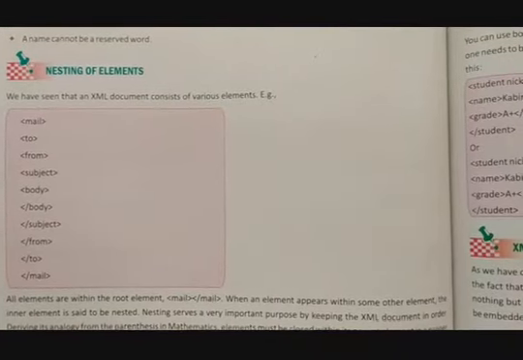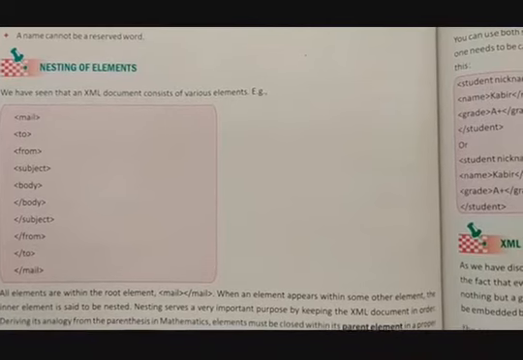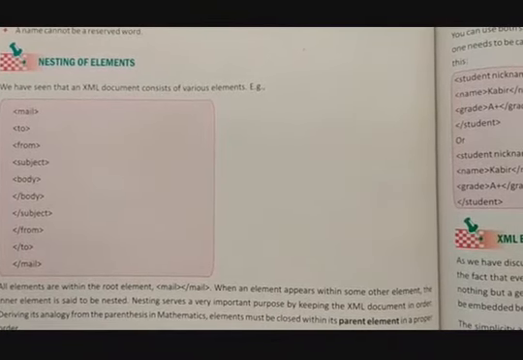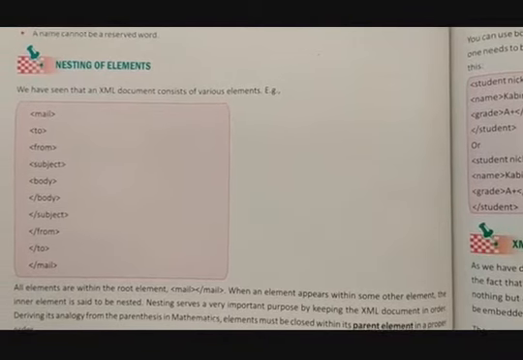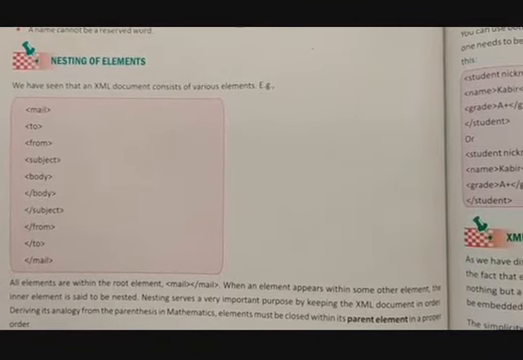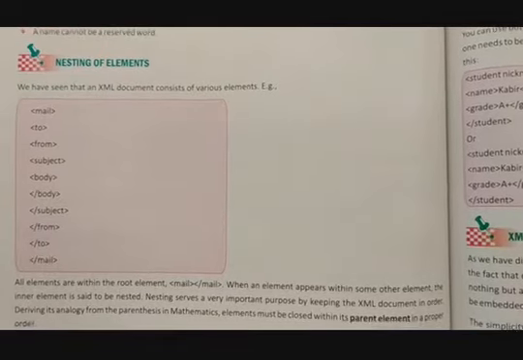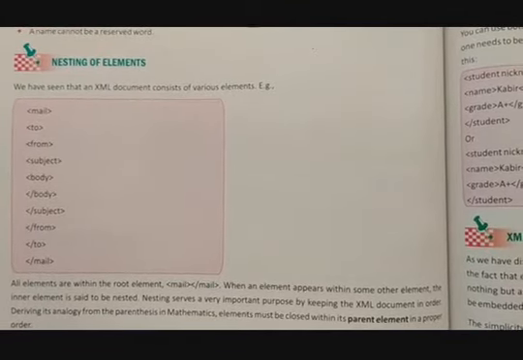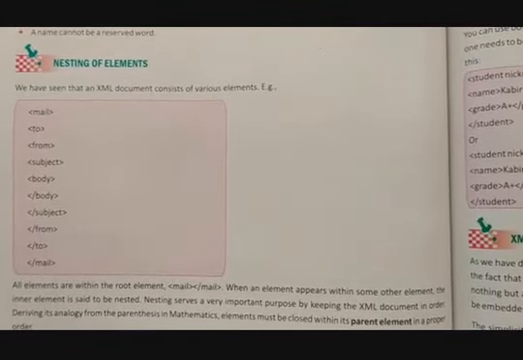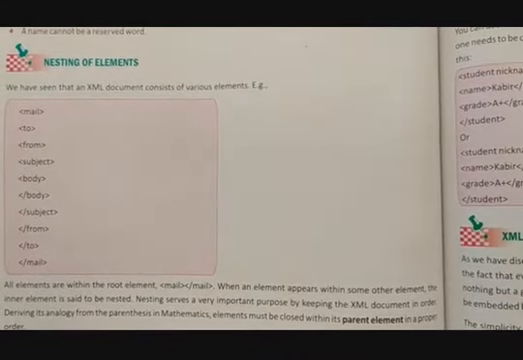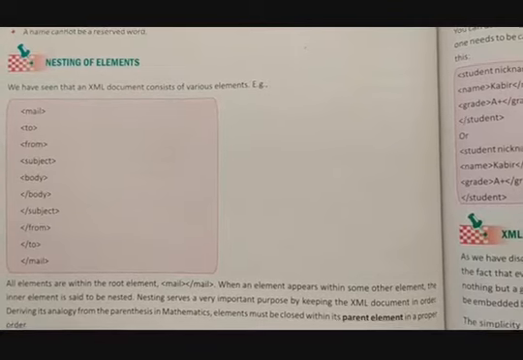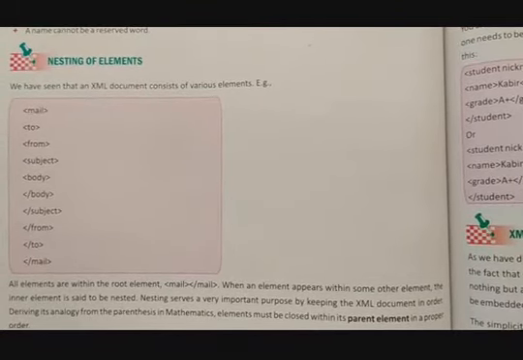Now our next point is nesting of elements. So students, we have already seen that an XML document consists of various elements. Just like that, you can see the mail tag, that is the root element. But in this example, you can see all the elements. When an element appears within some other element, the inner element is said to be nested.